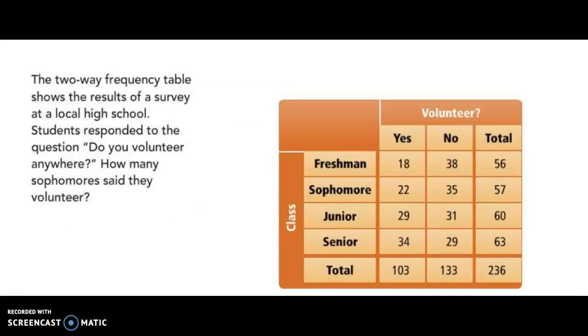Okay, so the second one says this two-way frequency table shows the results of a survey at a local high school. Students responded to the question, do you volunteer anywhere? And we want to know how many sophomores said that they volunteer. So we're going to go to the volunteer category, and we want them to have volunteered, so we're looking for the yes. And then the sophomores are the only ones that we care about. So here we have 22 that have said that they volunteer somewhere.